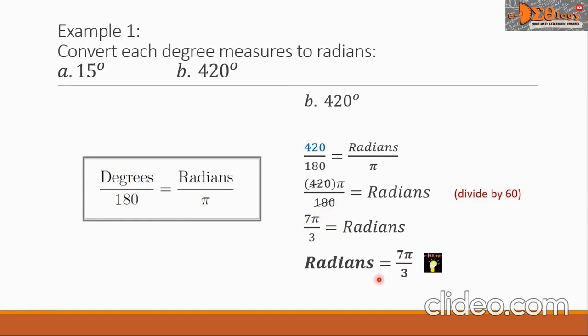So we have radians equals 7 pi over 3. It means our 420 degrees equals 7 pi over 3 in radians. This is our final answer.